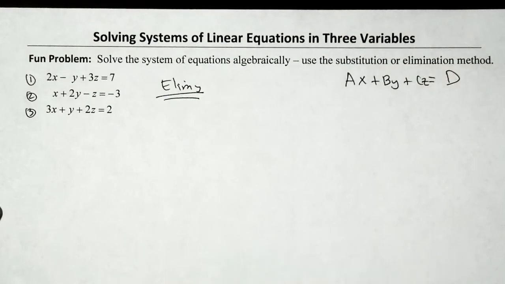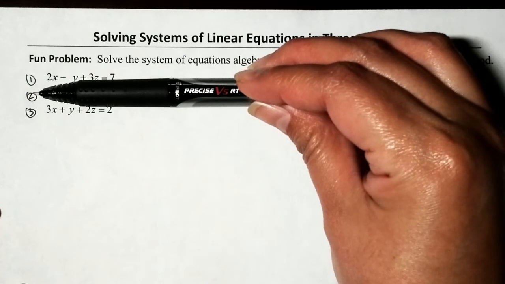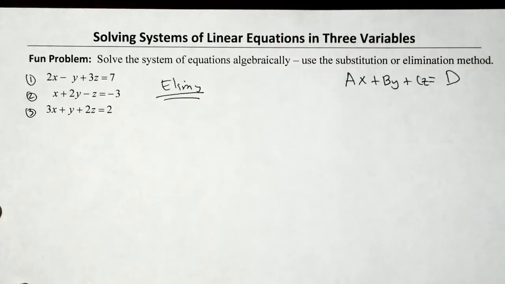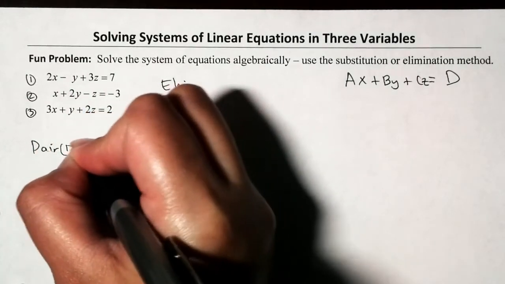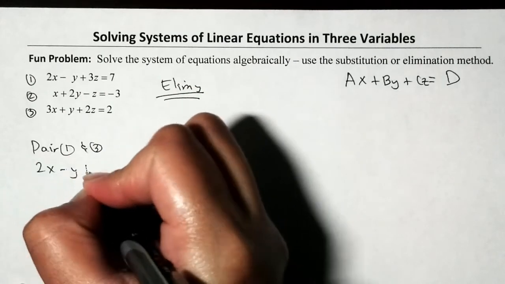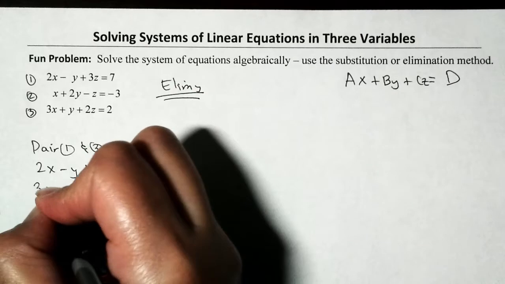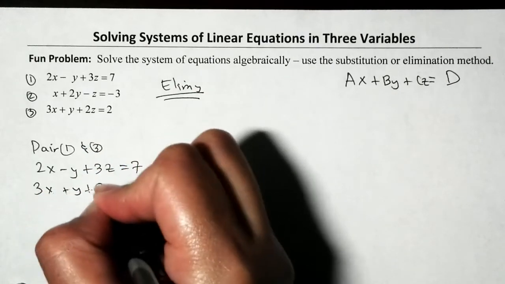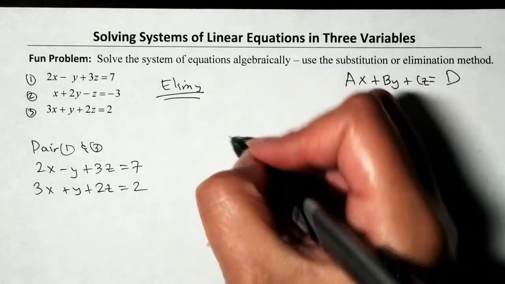So the first 2 equations that I'm going to pair are the ones that help me make that call. So we're going to pair up equations 1 and 3. So we're going to write pair 1 and 3. Equation 1 is 2x minus y plus 3z equals 7. And equation 3 is 3x plus y plus 2z equals 2. Fantastic.